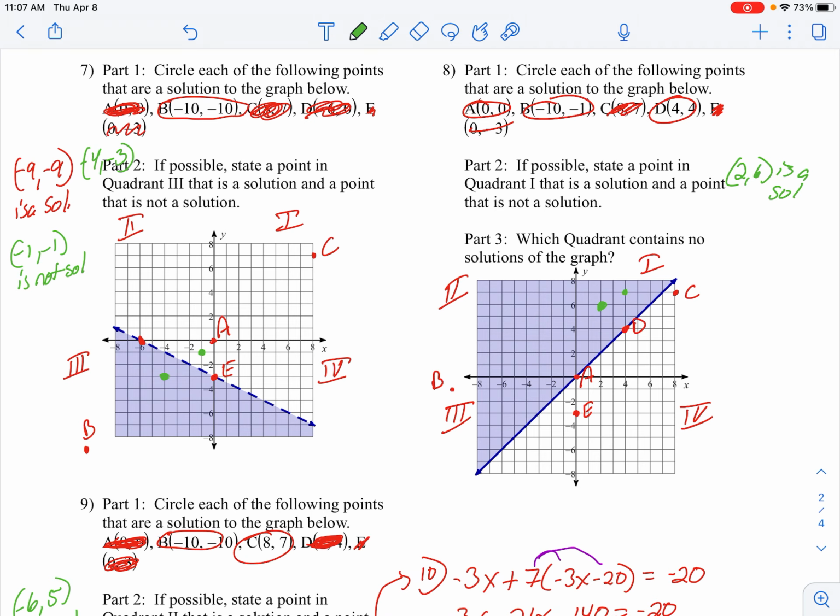4, 7 is more than one. Not a solution, 6, 2. 6, 2 is not. As long as it's not in the shaded region, it's not a solution. And which quadrant contains no solutions of the graph? Well, that's quadrant 4. Okay, quadrant 4 contains no solutions of the graph.